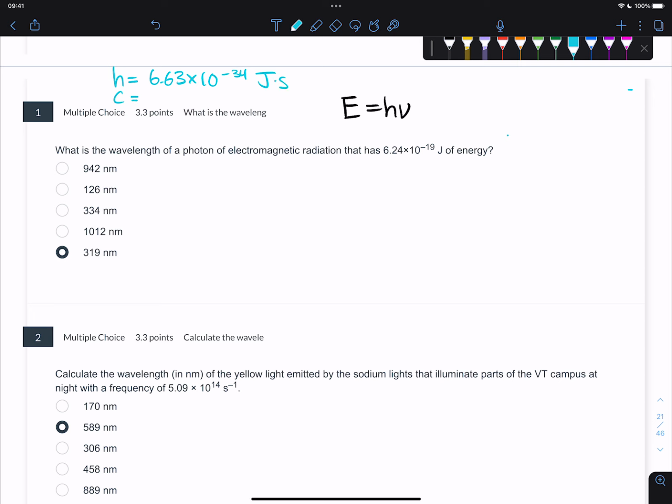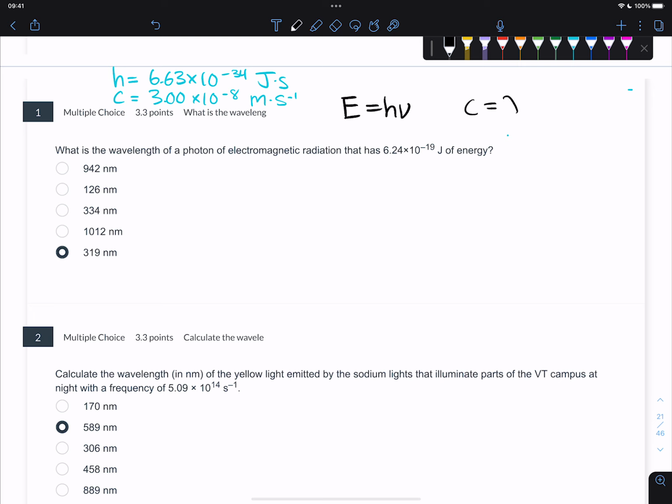No matter what the light is, whether you can see it or not, it travels at the speed of light, which is 3.00 times 10 to the 8 meters per second. You might see it written as meters / second. You might also see it as a meter times an inverse second. Both are okay. So this equation you can't use because you don't know the frequency. But there is another equation.